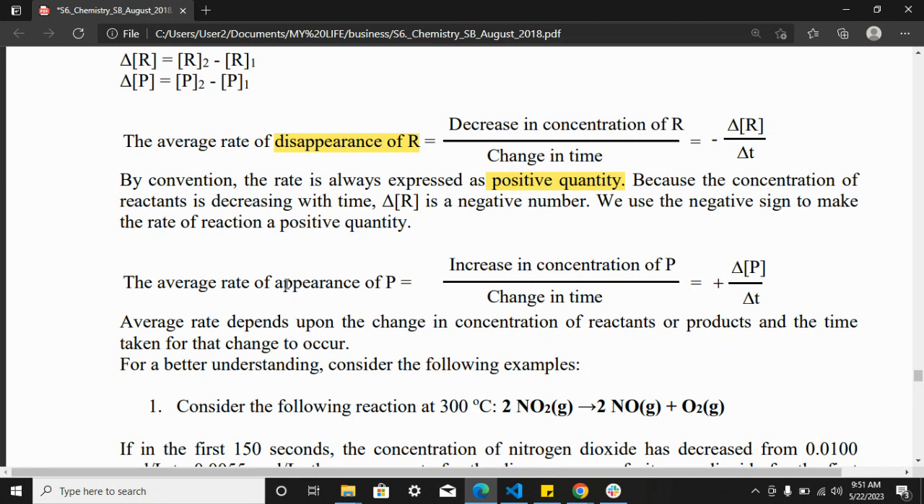So noneho rero the average rate of appearance of P, urumva P kuko ari product ikeneye kuba formed. So rero kugira ngo dukarikire the average rate ya appearance ya P cyangwa se the rate of formation ya P, tuzakarikira the increase in concentration, of course ni final tuvanyemo the initial kuko noneho hari kuba formation, the final concentration is a little higher than the initial concentration. So nidufata that change in concentration tukadivisa muri change in time, we get the average rate of reaction kuri P cyangwa the average rate of formation kuri P. So average rate rero depends upon the change in concentration of reactants or products.